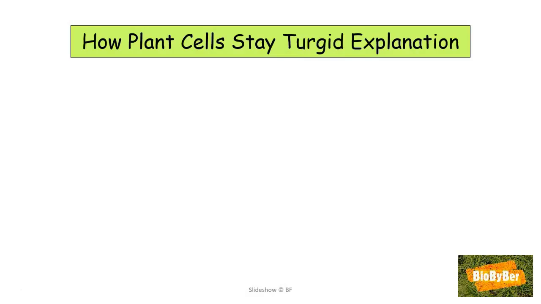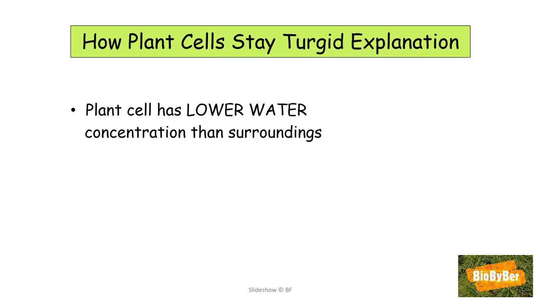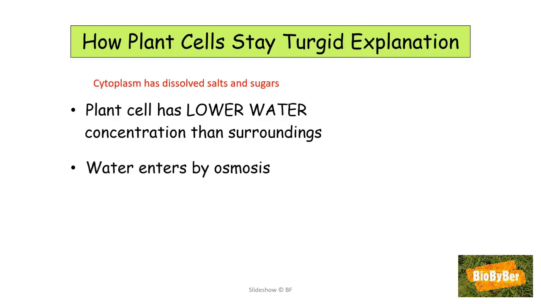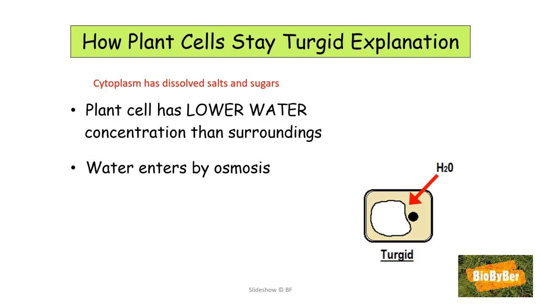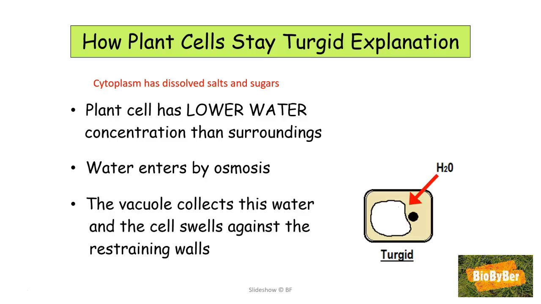Now you should be able to explain how plant cells stay turgid. So, to summarize, plant cells have a lower water concentration than their surroundings. For those able for a bit more, they have a lower water concentration because the cytoplasm has a lot of dissolved salts and sugars. As a result, water will enter by osmosis. Don't forget, water travels from a high water concentration to a lower water concentration, which is inside in the cell. So the water will enter. When the water enters, the vacuole will collect the water and the cell will swell up against the restraining walls. The cell will not burst because the cell wall is so strong.